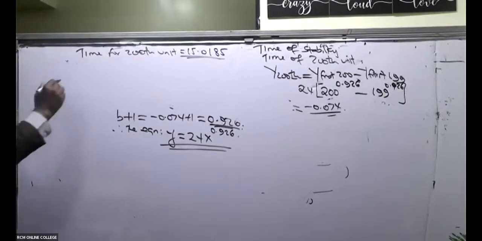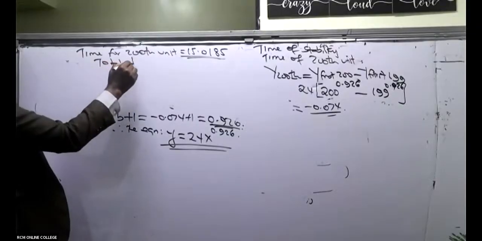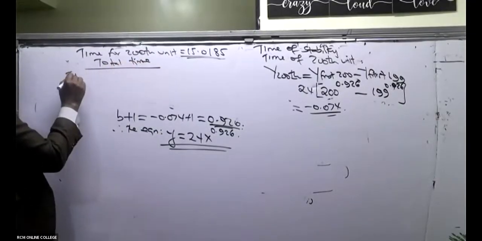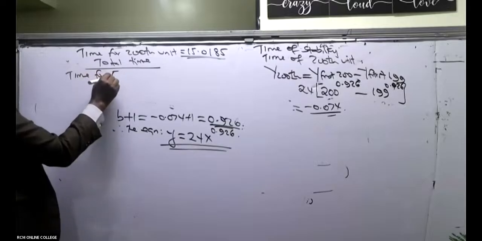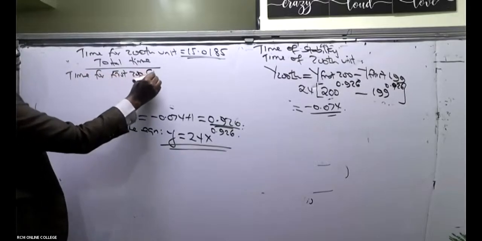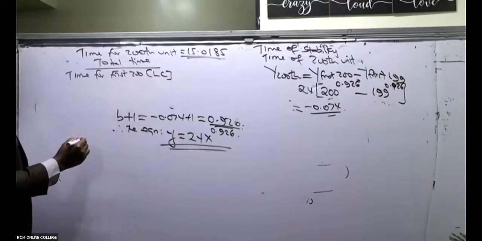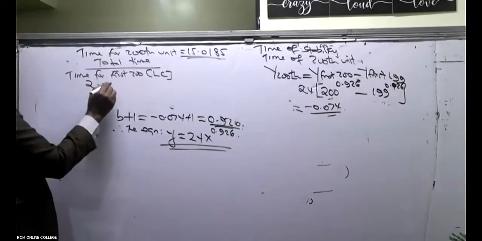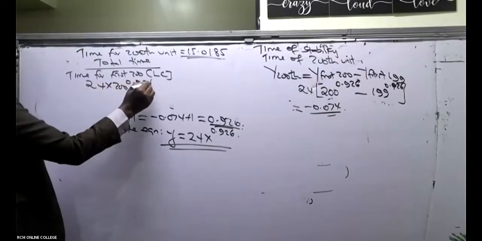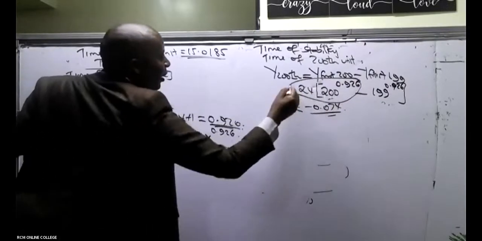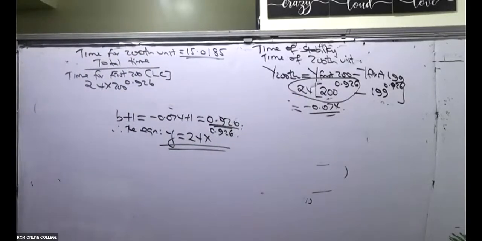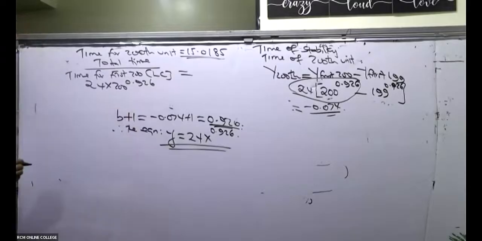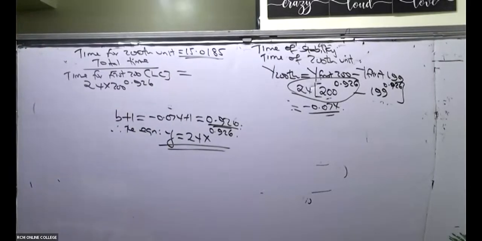So we are going to have our total time. We have here the time for the first 200 units, so here we use the learning curve: 24 times 200 raised to 0.926. Is there somebody who can give me the time for the first 200 units? So Chogo gives me 3243.